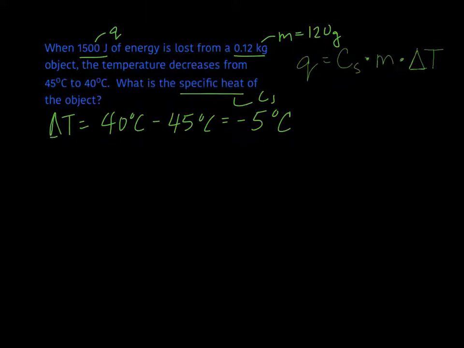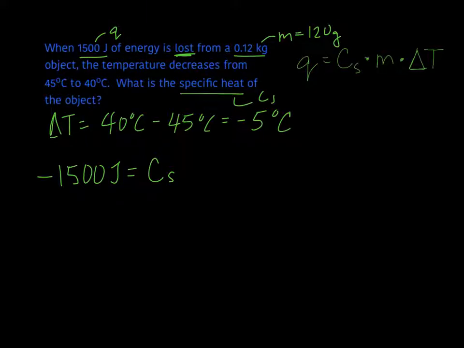Now, one thing that I haven't mentioned yet is the sign for heat. If heat is lost, that means it would have a negative sign. If heat is gained, absorbed by an object, then heat would have a positive sign. So if heat is lost, it's negative. So our Q is negative 1,500 joules because it's lost. And that means it's an exothermic process. It's losing heat. It's exiting.